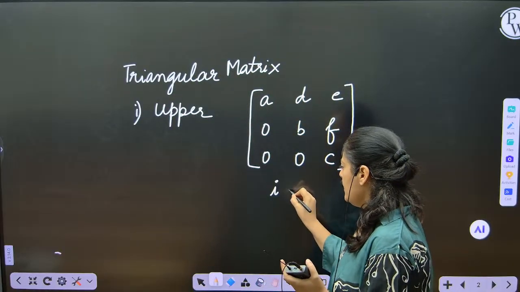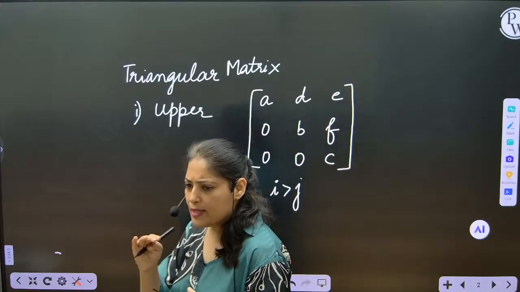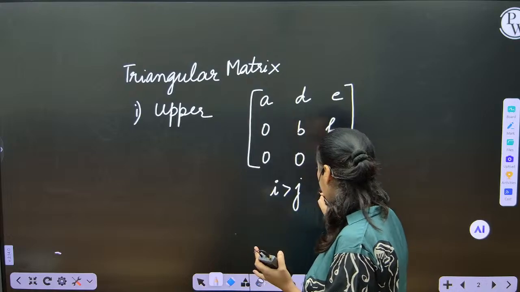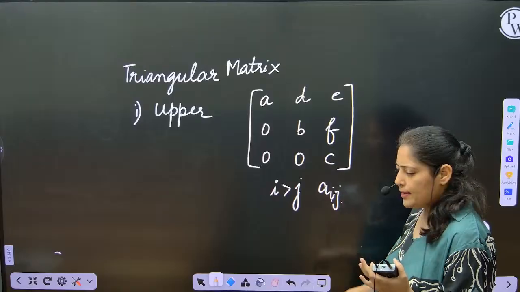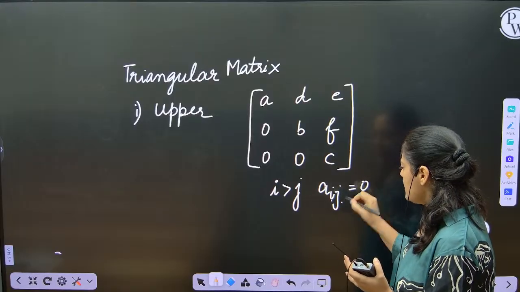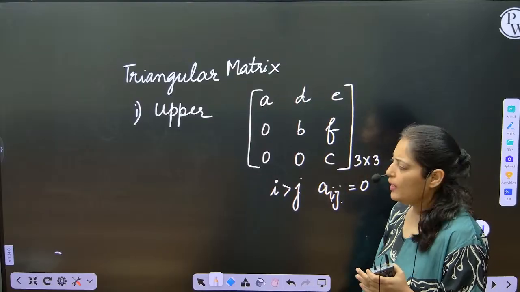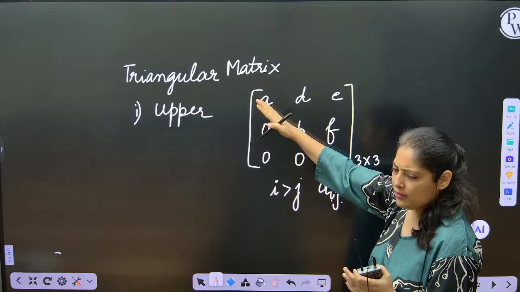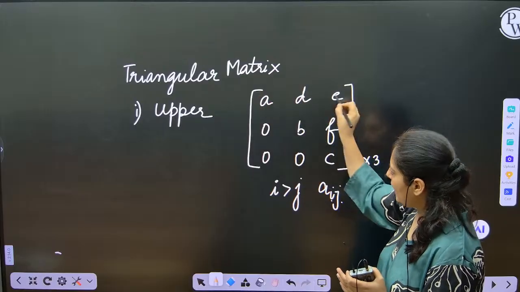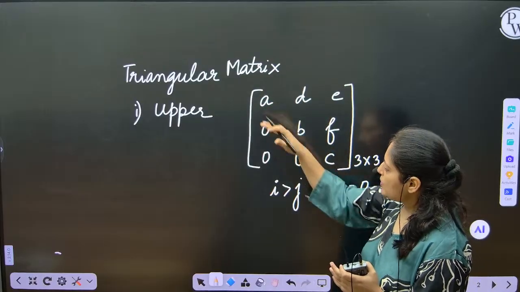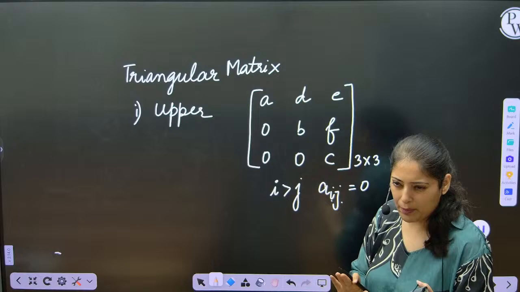The condition is i should be greater than j. Whenever i is greater than j in Aij, that means the row number is greater than the column number, then this element will be 0. How am I saying so? See, this is a 3 cross 3 matrix. This is a triangle kind of shape, we can see, no? This is a triangle, upper, like the diagonal. So upper elements should be there, and down should be zeros. This is just a way to remember.